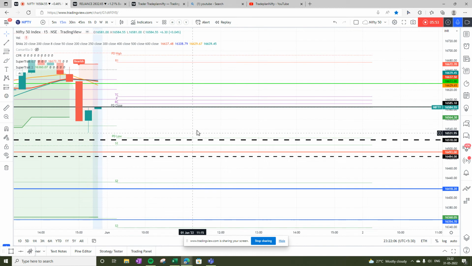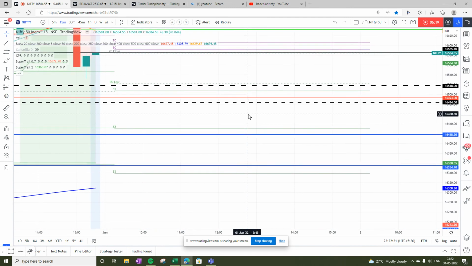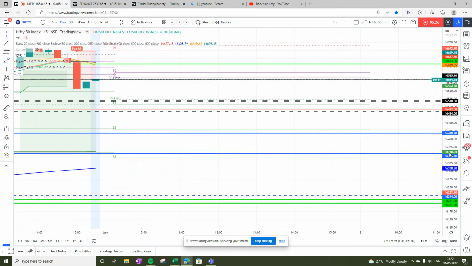So for tomorrow, the idea is to sell on rise in the zone of 16,520 to the pivot, which is at 16,599, with a stop loss just above either the pivot, or if you want to take a little more risk, 16,633. So this could be a good zone to sell on rise, that is 16,520 to 16,599. Look for a reversal pattern and go short for a first target of 16,360. And if 16,360 is broken, then one can carry the position for a target of 16,200.